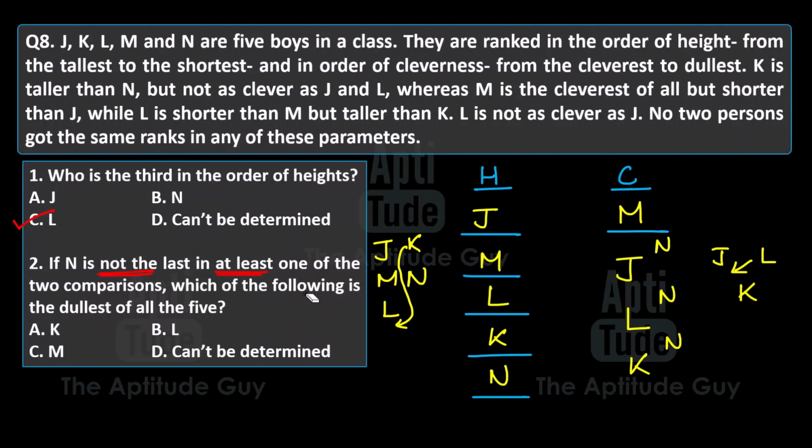Now, which of the following is the dullest of all five? Who's the dullest of all five over here? That is K. So the answer is option A. Okay, that's it. Now let's move on to the next questions.